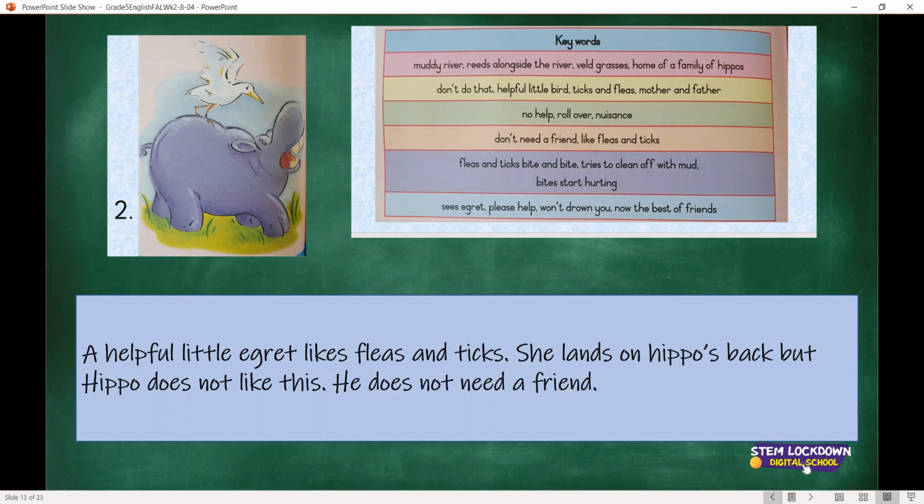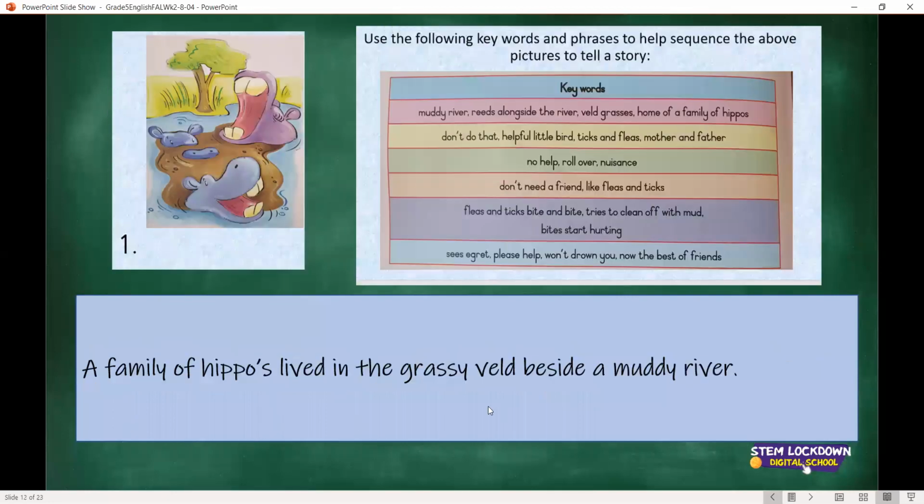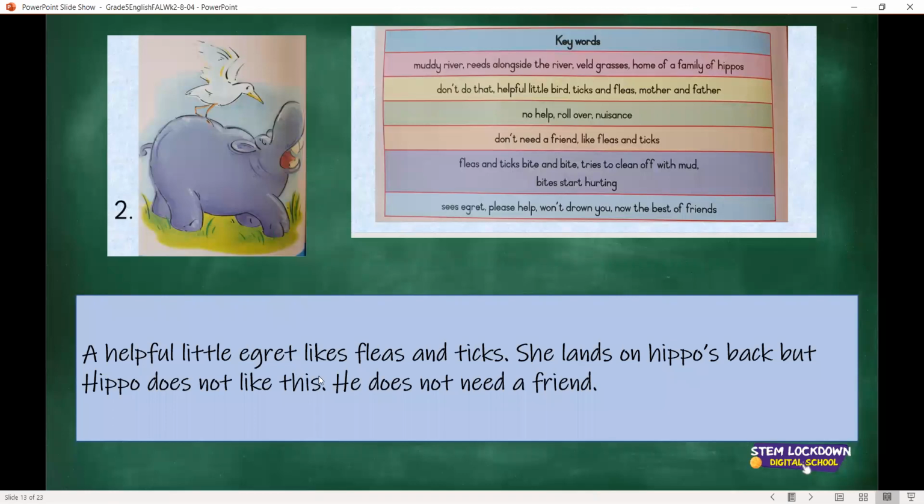Right, so this is the second part to my story. So I've introduced you to the characters and where it's happening. I'm introducing you to something happening in the story, something taking place. Okay, and it's going to tell how the story will progress and how it will end.